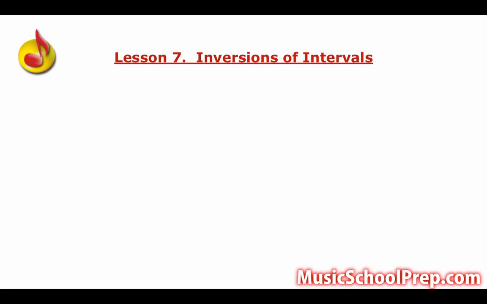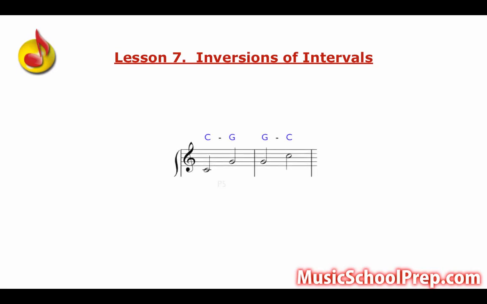Here are some examples. Here we have a perfect fifth, so 9 minus 5 gives us 4. We know the quantity is a fourth. Then, as we just discussed, perfect intervals, when inverted, produce perfect intervals. So this inversion results in a perfect fourth.